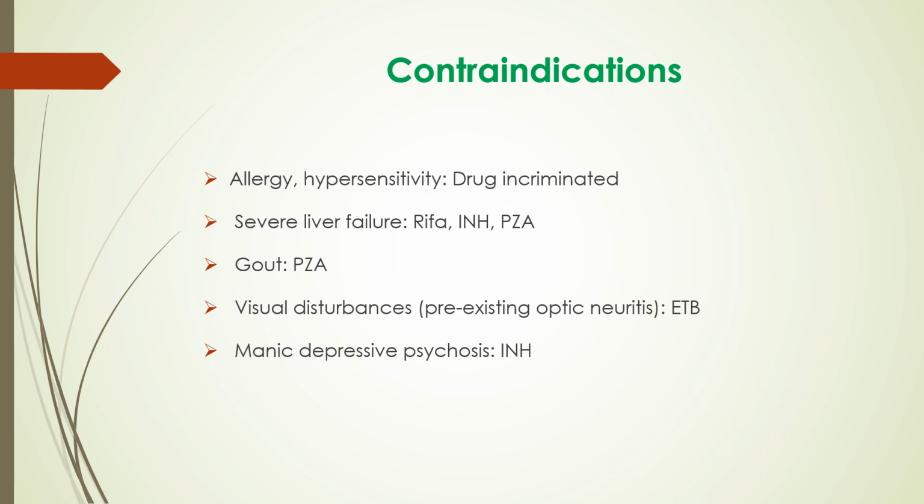Gout: pyrazinamide. So if a person has gout, we do not give him pyrazinamide for TB treatment. If he has some visual disturbance, we must not give him ethambutol. And for persons who are followed for manic depressive psychosis, we do not prescribe isoniazid.